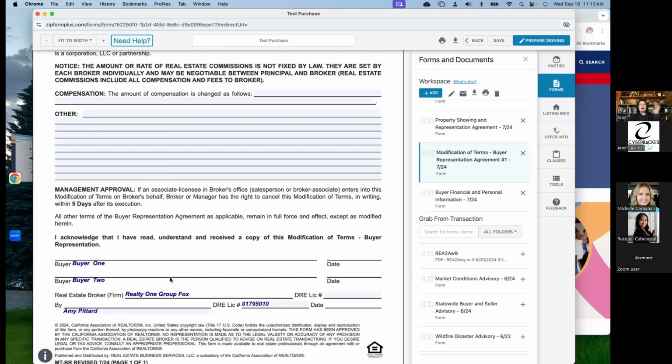This is between the buyer and the agent. I've seen some people that have tried to modify some of these forms with an addendum or an amendment, so either an AD or an AEA. That's not the correct way, because those are between the buyer and the seller, not buyer and agent representation. So the only one that modifies that is this modification of terms. Any changes need to be on the modification of terms. Any questions so far?